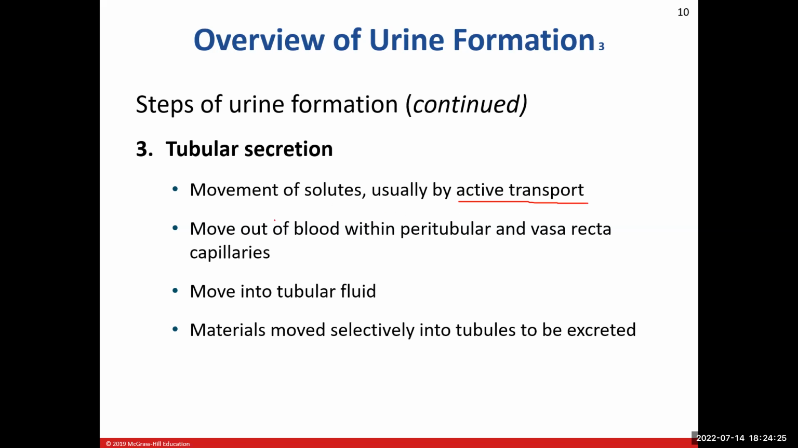So consider this: secretion material will move out of the blood, either in our vasa recta or those peritubular capillaries. They're going to move from those capillary beds out of the blood and back into our tubular fluid. And then eventually, some of that material will be excreted into the urine.